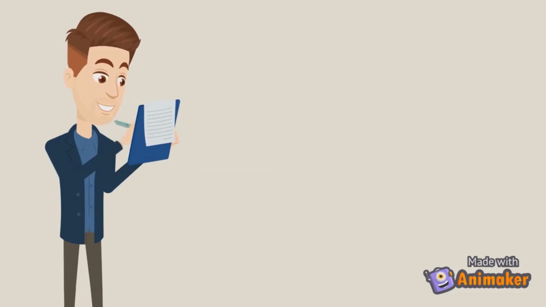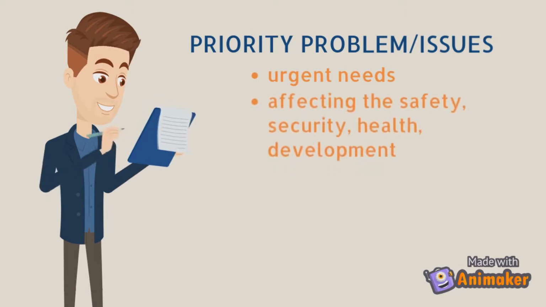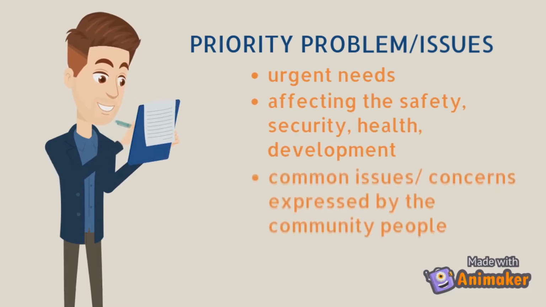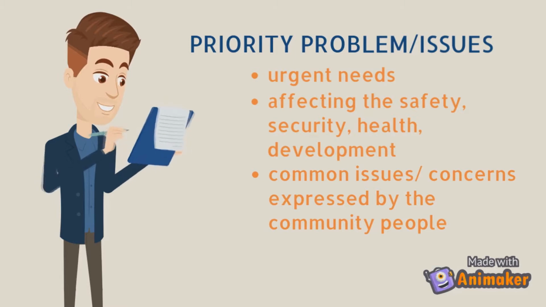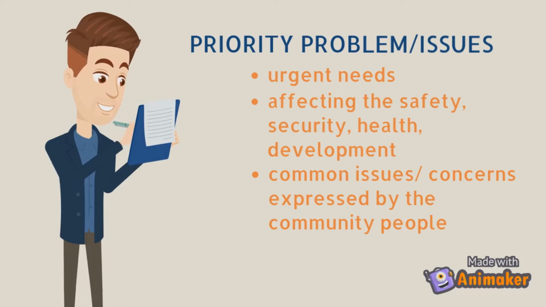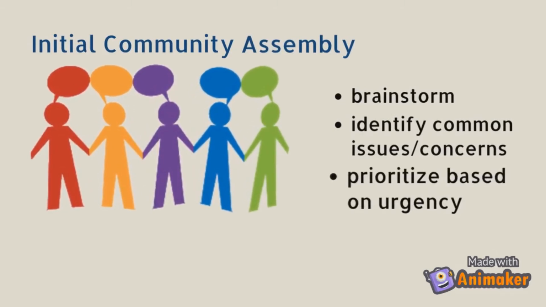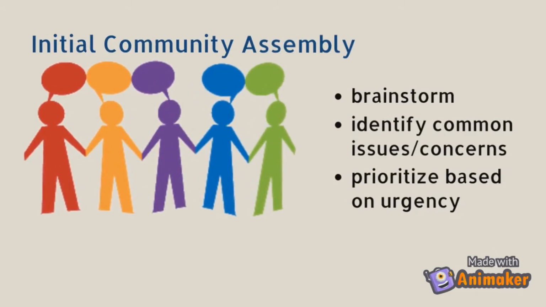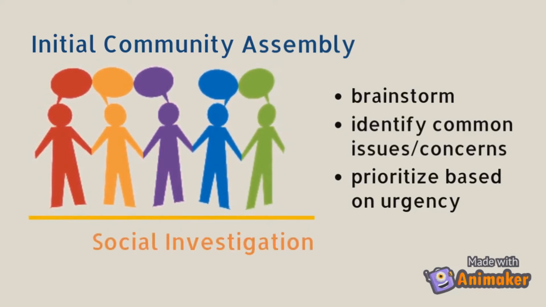In the case of community organizing, priority problems or issues are urgent needs that affect safety and security, health, and development of the community people. These are the common issues and concerns of the beneficiaries that are repeatedly expressed and identified during house-to-house visits, informal discussions, and FDS, among others. The initial community assembly is devoted to brainstorm and identify common issues and concerns and prioritize them according to urgency, number of households affected, and other criteria set by the people. This is otherwise known as social investigation.